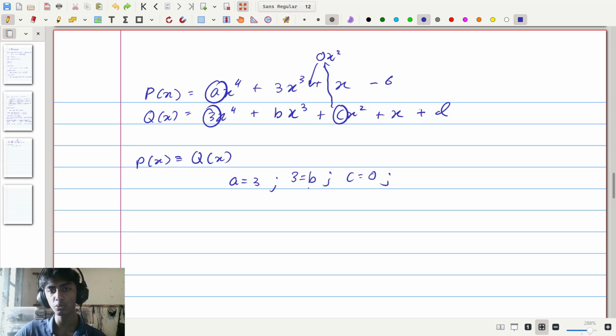And finally, for x to the 0 powers, we have x to the 0 here, x to the 0 here. So therefore, negative 6 and positive d have to be equal. So d is equal to negative 6. And there we go. We have found the constants a, b, c and d simply by the fact that we know that p of x is equal to q of x. They are identical to each other.